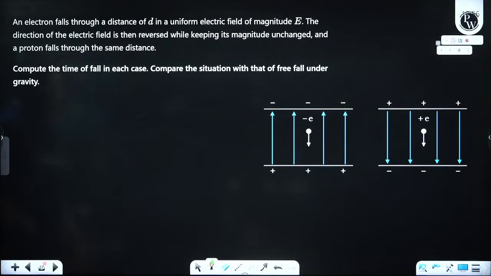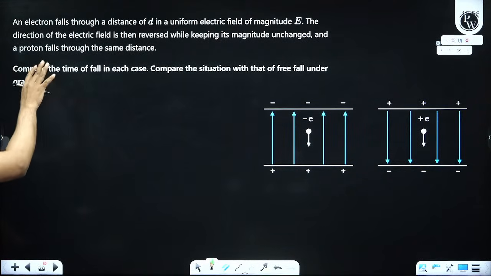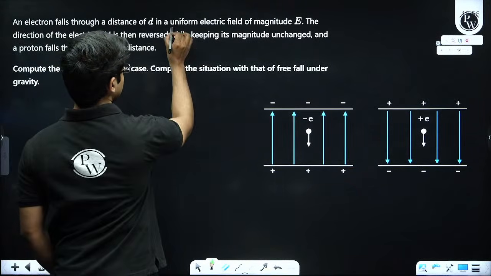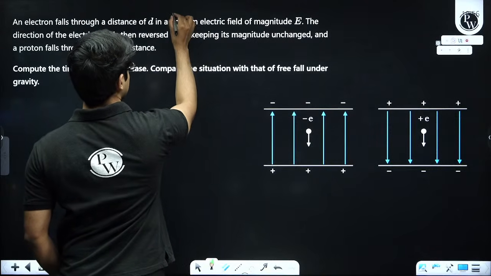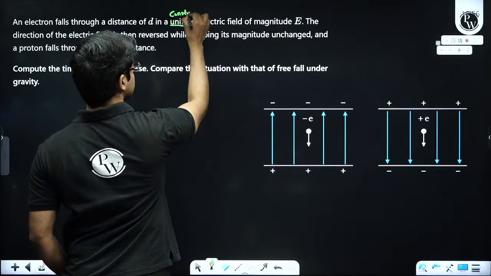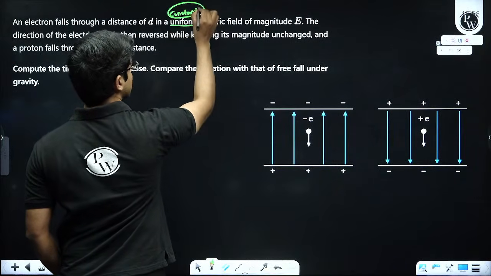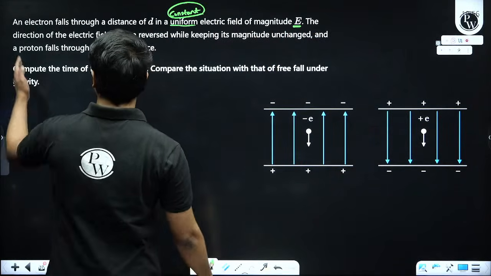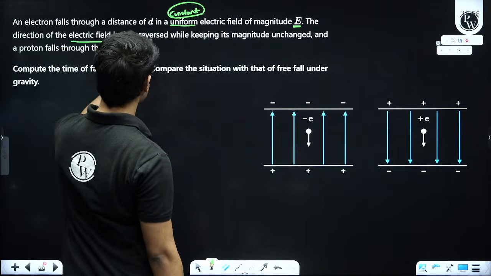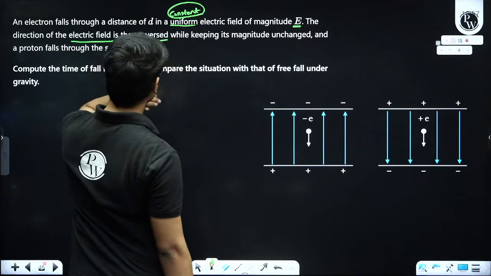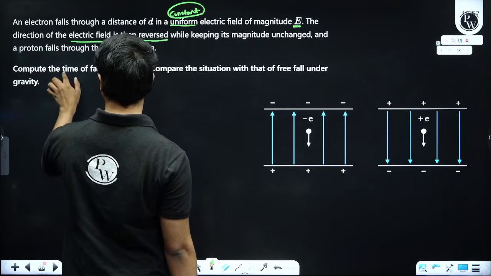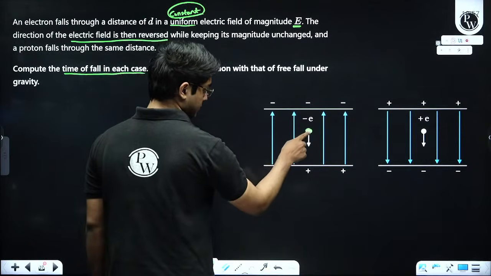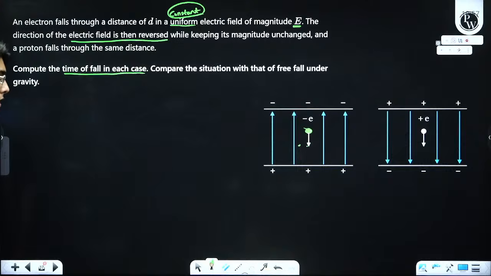So now we will try out a question. In this question, an electron falls through a distance d in a uniform electric field. Uniform always means constant, and the electric field's magnitude is given as E. The direction of the electric field is then reversed. So first, let's talk about the first question. They're asking to find the time of fall in each case. So first, let's talk about this case.